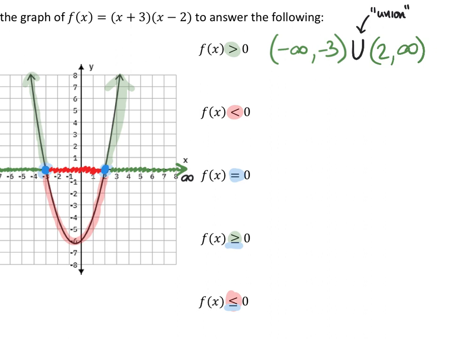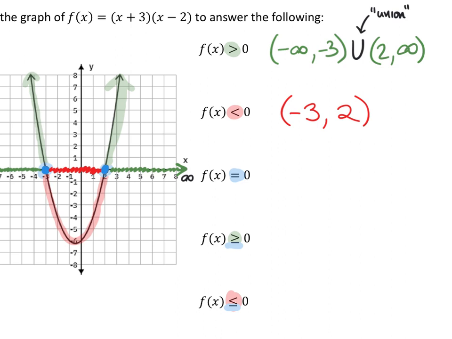Okay, the next question, f of x less than 0, is asking where is the graph red? What's the first number it shows up red? -3. What's the last number it shows up red? 2. Do you notice something about the numbers I just put in that interval? Do they look familiar for some reason? Yeah, these are all the same numbers, right? That's because that's when it switches colors, so they should be part of my interval.